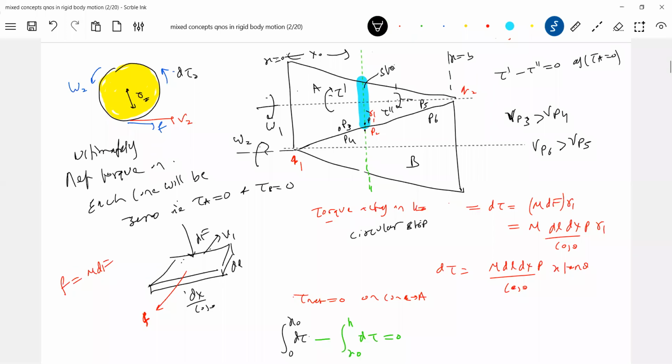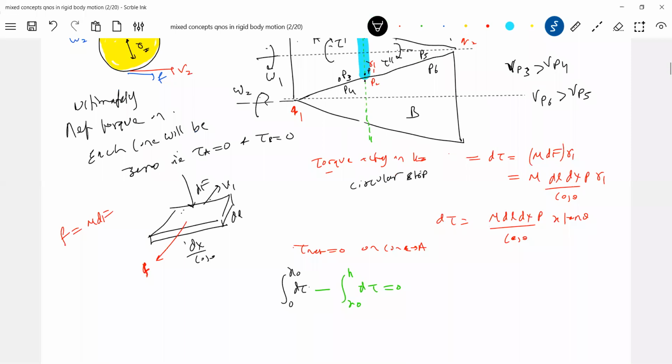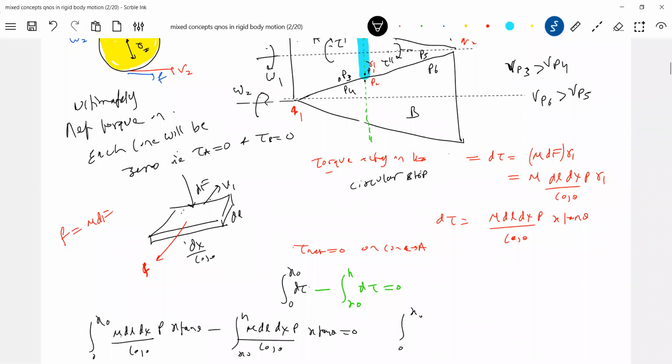Okay, let's substitute now. I'll get into the calculation part. The integral from 0 to x naught of mu dl dx p cos theta x tan theta equals minus the integral from x naught to h of the same. I think mu dl p tan theta cos theta everything will get eliminated. So we'll end up with only x dx. This will be x dx, and this will be from x naught to h.